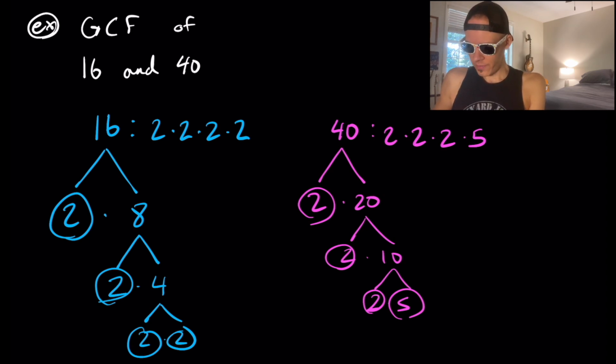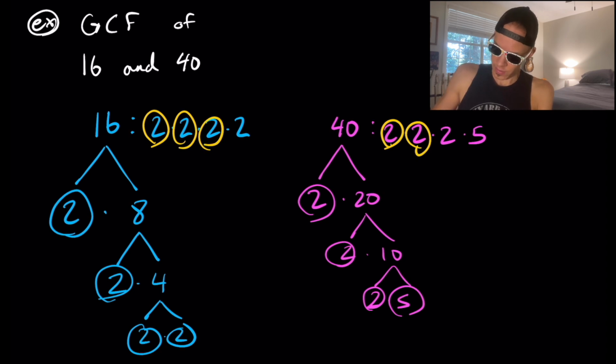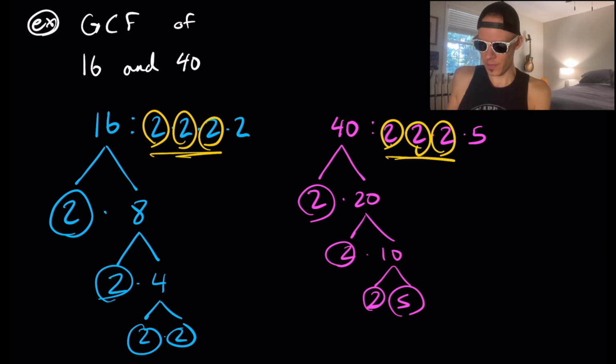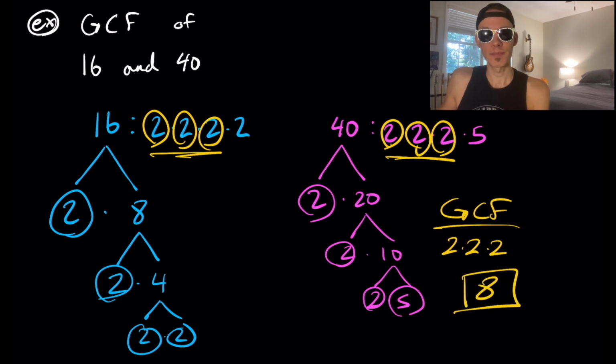So let's look at these and figure out what the greatest common factor is. Well, they each have a 2, they each have another 2, and they each have another 2. And then the 5 and the 2 are the ones not in common. So there are 3 twos in each of their prime factorizations that are common. So that's what our greatest common factor is going to be: 2 times 2 times 2, or in other words, 8.